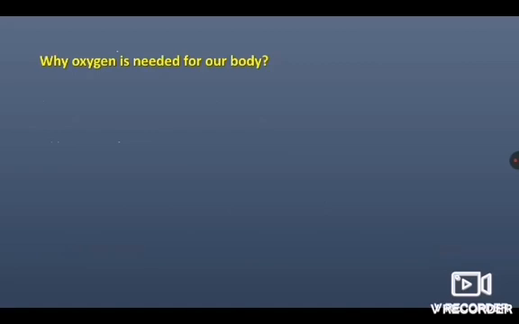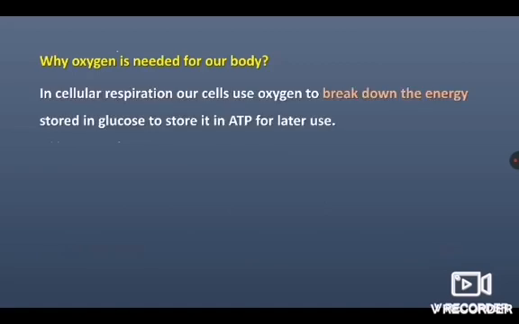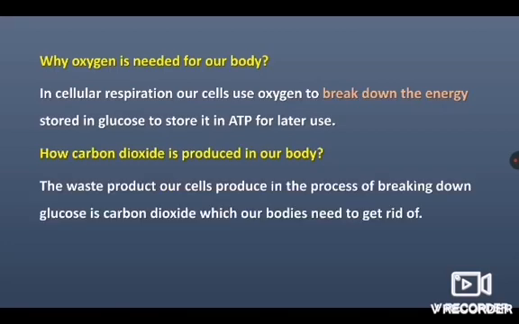Why oxygen is needed for a body? In cellular respiration, our cells use oxygen to break down the energy stored in glucose to store it in ATP for later use. How carbon dioxide is produced in our body.